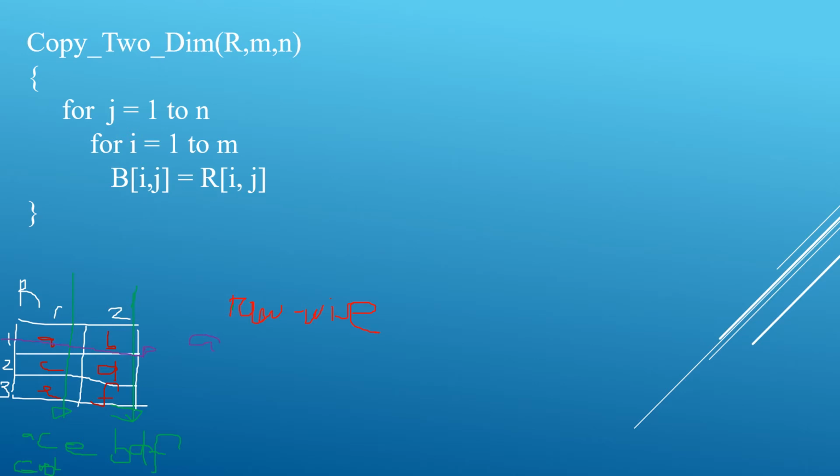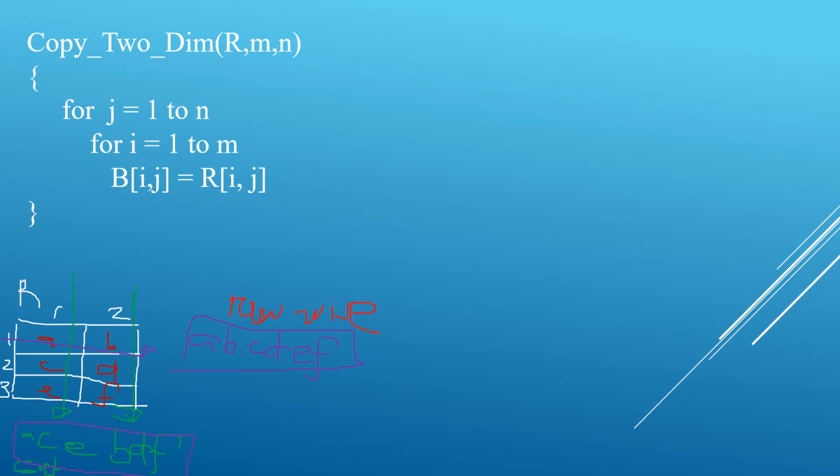So row 1, column 1, and row 1, column 2. Before we go to the next row, row 2, column 1, and row 2, column 2. Before we go to the next row, row 3, column 1, and row 3, column 2. Okay, so see the difference. There is a difference with its output.